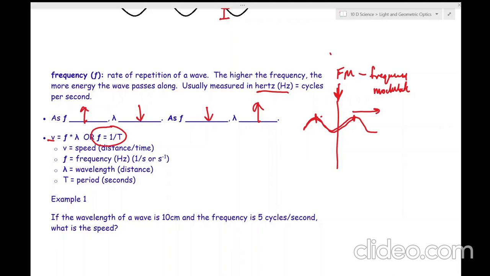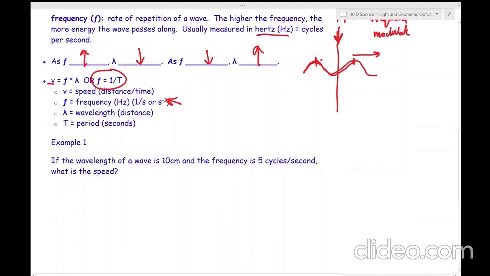So we've got some different variables here. We've got v for speed, which is our distance over time. F here is our frequency, which represents hertz. Now, hertz also has SI units that are attached to it, and those SI units are 1 over s, or how many per second, and sometimes it's denoted with s to the minus 1. Of course, wavelength is a distance. It's measured in meters or in centimeters. And then lastly is our period in seconds, our time period there.